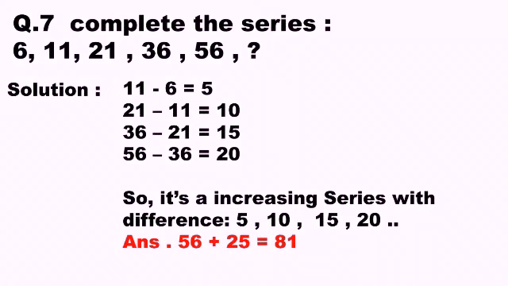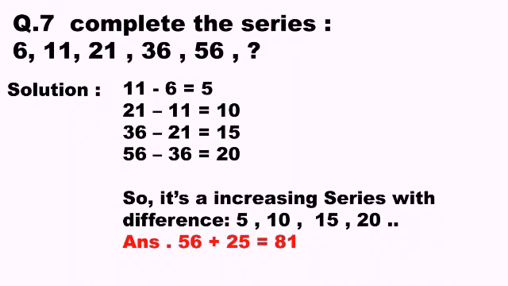Let's start our 7th question. Complete the series: 6, 11, 21, 36, 56, question mark. Here also, first of all, we need to observe whether the series is in increasing order or decreasing order. It's in increasing order because the second term is more than the first term and the third term is more than the second term. In this way it is going on, so it's an increasing series. So first of all, we need to find the gap between two terms.